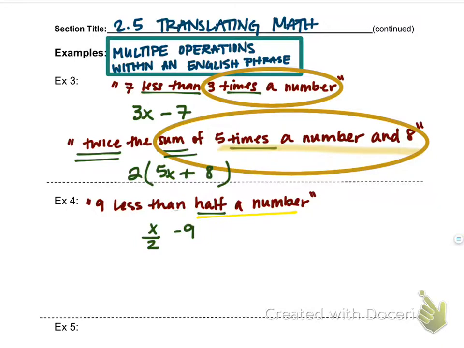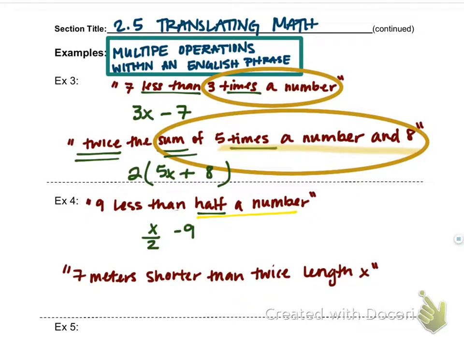Another example we're going to take a look at is if we had 7 meters shorter than twice the length of x. The piece that we don't know is the length, and they tell us to use x, so length x is the piece we're not sure about. We have a couple of ideas here: 7 meters shorter than it, and twice the length. So 7 meters shorter than is going to be the minus 7, and twice the length is going to be identified as 2 times x, or 2x, as we often refer to 2 times something.